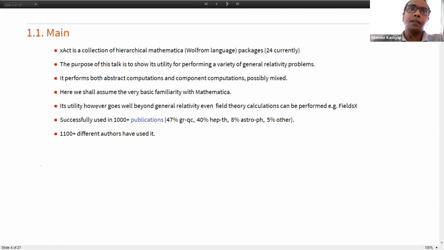One more point is that the utility of xAct goes well beyond general relativity, and it can be used for field theory calculations, for example, by using the package called xSpinors, which can, in principle, handle spinors, gamma matrices, etc. How useful xAct is can be seen from the fact that there are 1,000+ publications already, and roughly 47% of it goes to GR-QC, 40% of that goes to high energy physics theory, 8% to astrophysics, and 5% to other areas. And finally, there are 1,100 plus authors that have made use of xAct.